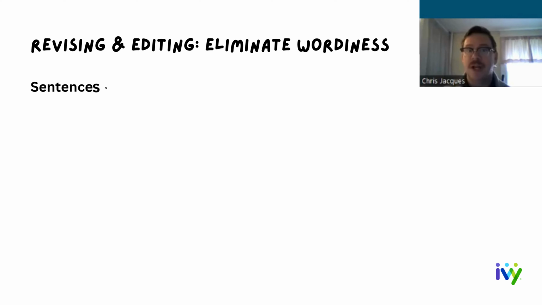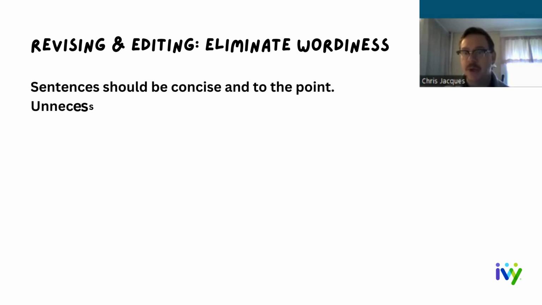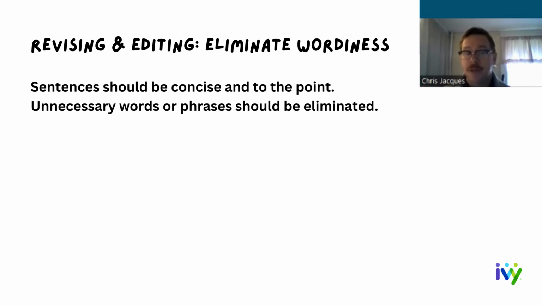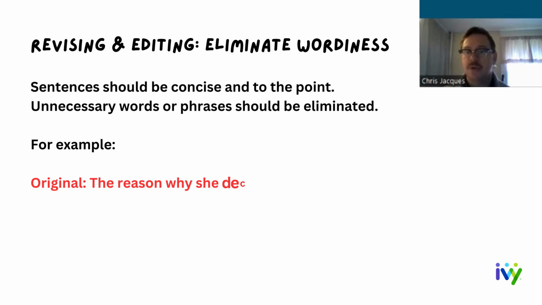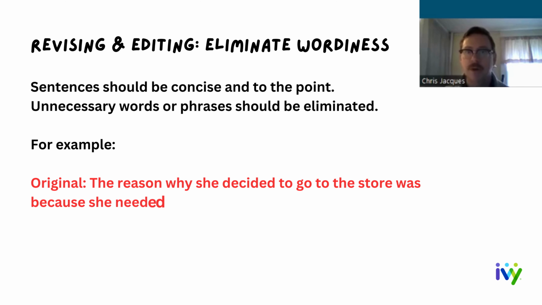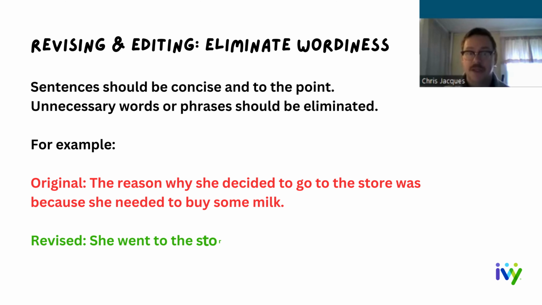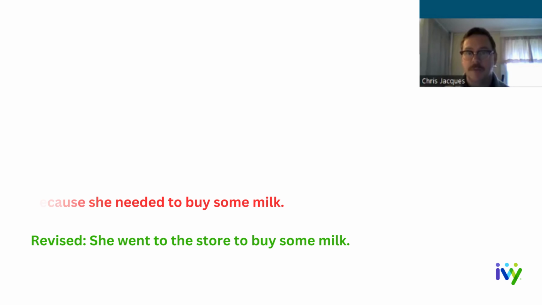So our first one is to eliminate wordiness. Sentences should be concise and to the point. Unnecessary words or phrases should be eliminated. So for our example, the original: "The reason why she decided to go to the store was because she needed to buy some milk." As I'm sure you can tell, that's way too long. We don't need all that stuff. So the revised version says, "She went to the store to buy some milk."